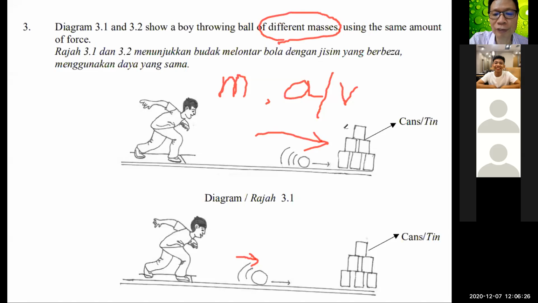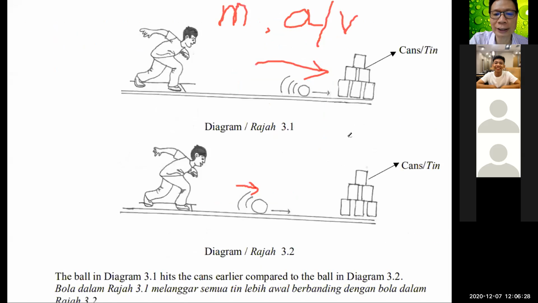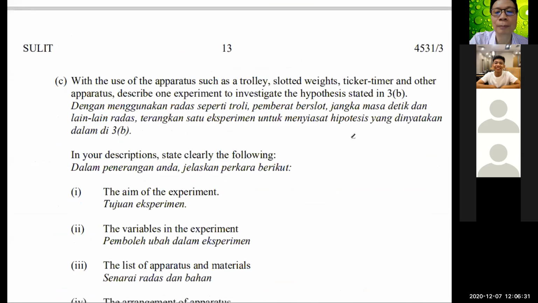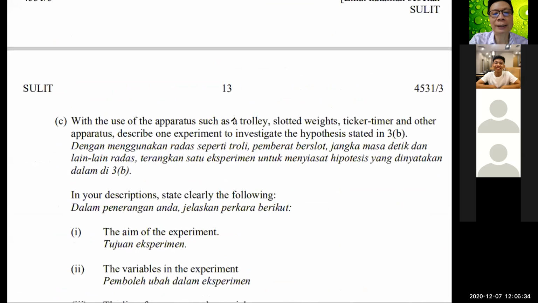Let's confirm with section C. You see what apparatus they give you first. The apparatus given are a trolley, a slotted weight, and a ticker timer. These three things must be used. So how to do it?